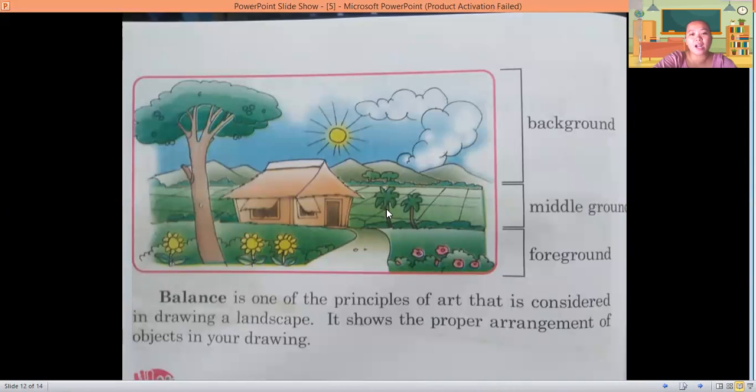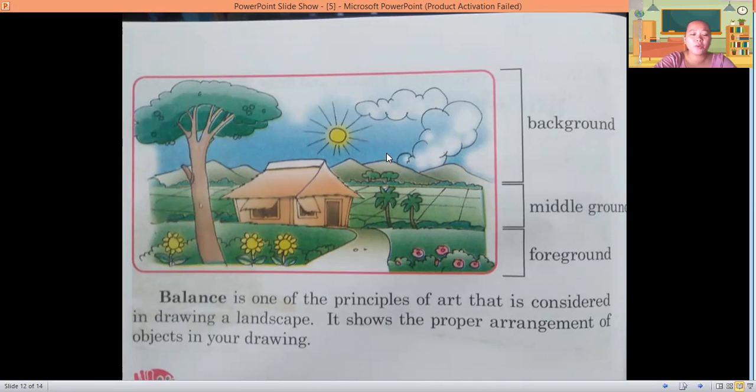So here there's a picture. The foreground, this one, is the one near the viewer. The middle ground is the one in the middle, and the background is at the back and it seems so small, right? Look at the mountain, it's small, while the tree is bigger. And of course, the one in the foreground is bigger in the picture. The one closer to you is big and the one far from you, like the one in the background, seems so small.